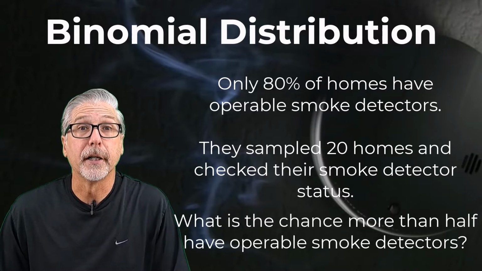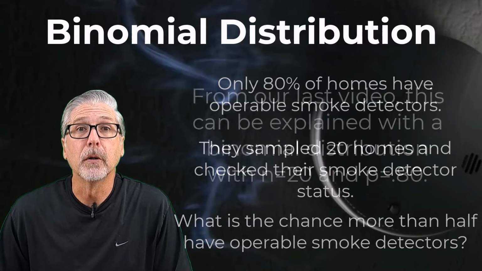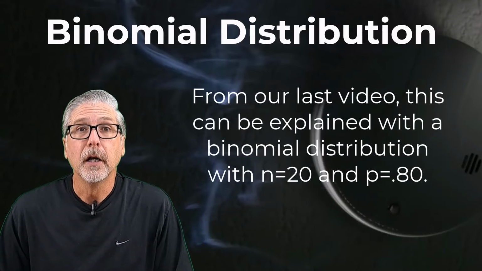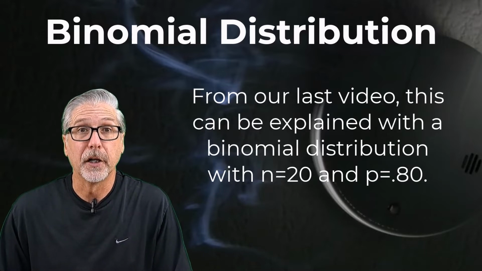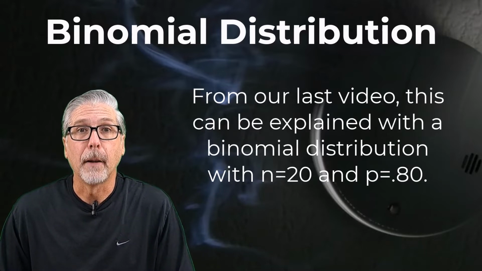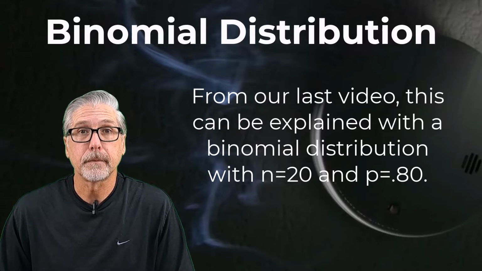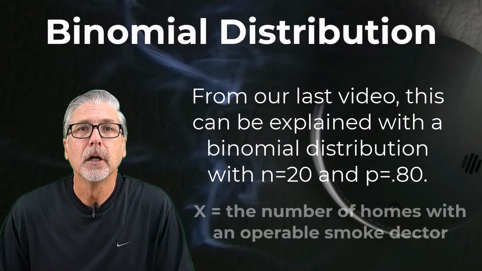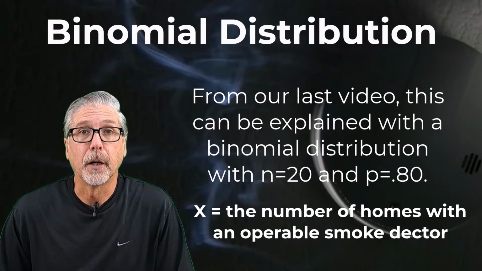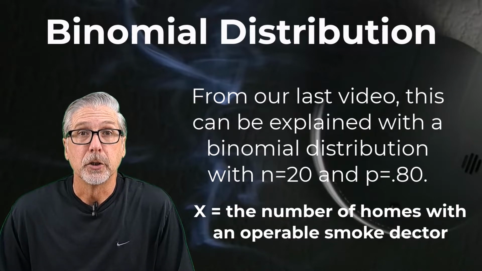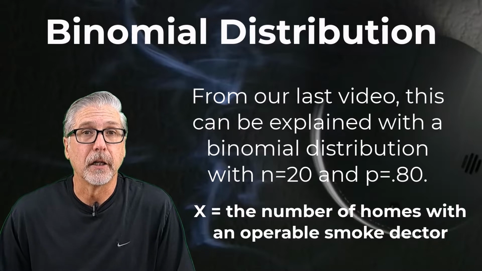Well, we've already identified that it's a binomial. We said it's a binomial with n equal 20, and p, the probability of a success, where a success was defined as a home having an operable smoke detector, p was equal to 0.8. We defined X, a random variable, to be the number of homes in the sample that have an operable smoke detector. So the first step is identifying you have a binomial.